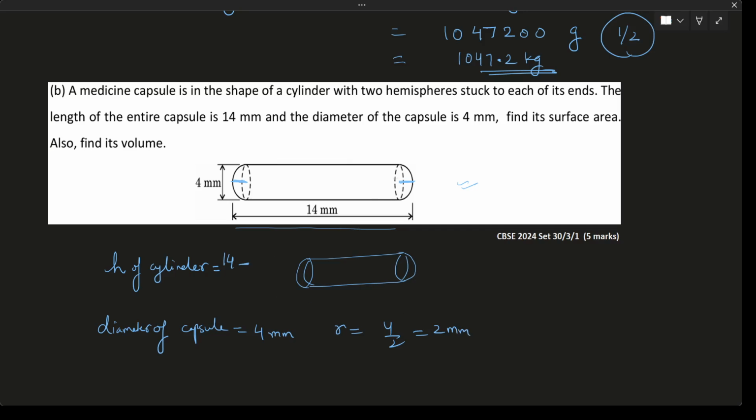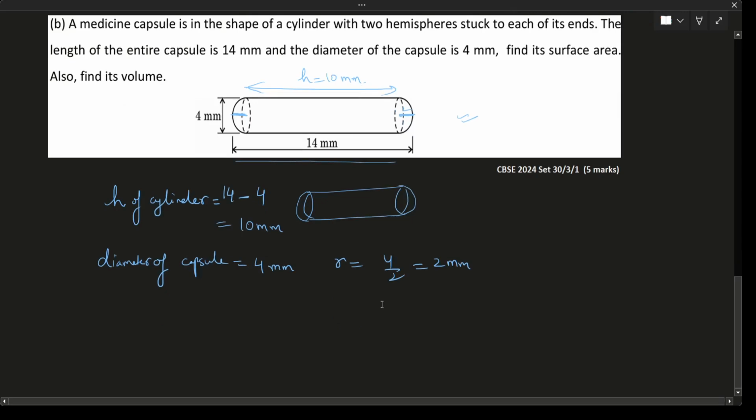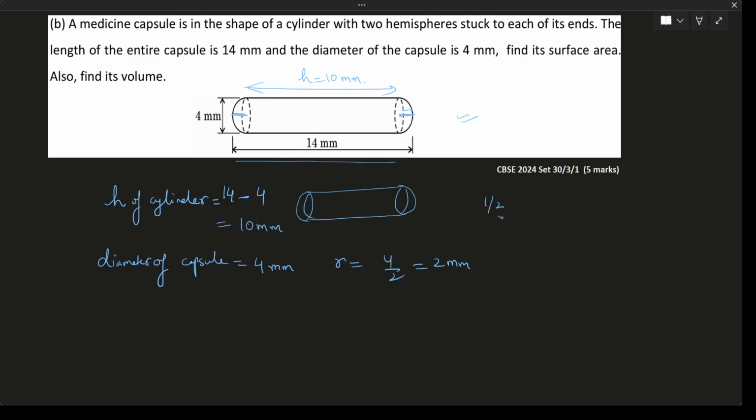Okay. So 2 plus 2, 4 you have to subtract. So you will get 10 mm as the height of the cylinder. Okay. Height of cylinder is only 10 mm here. Now I have calculated both these parts here, height and radius. So I'll get 1 mark over here. Half mark for calculating the height, half mark for calculating the radius.